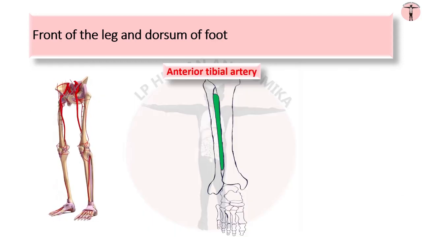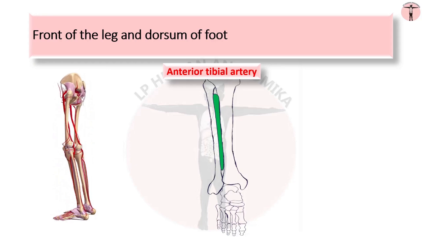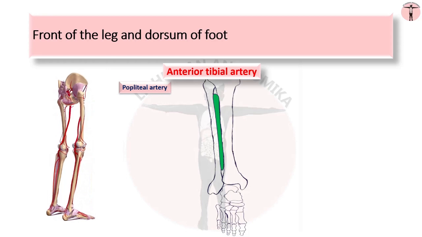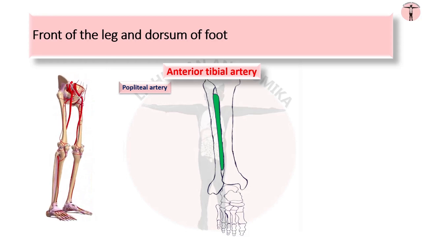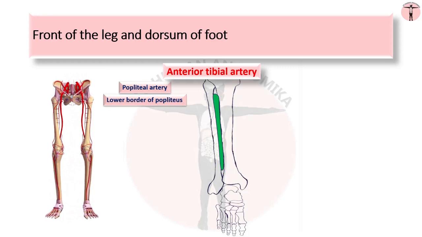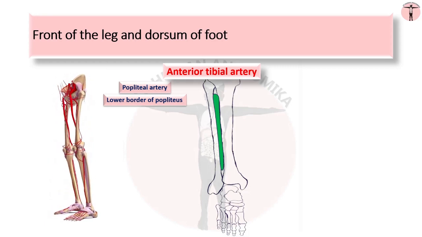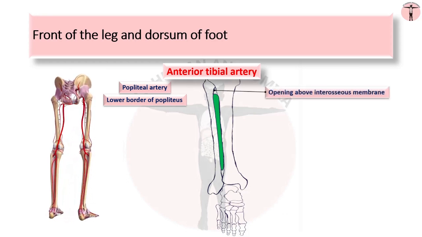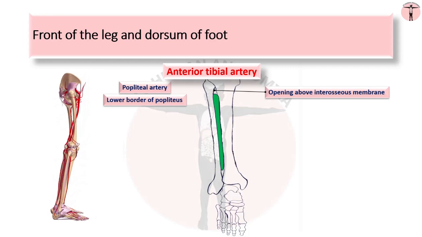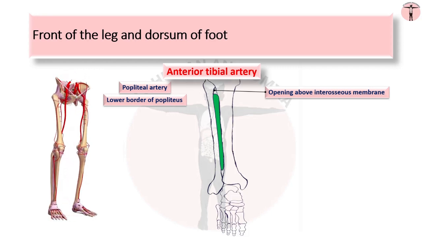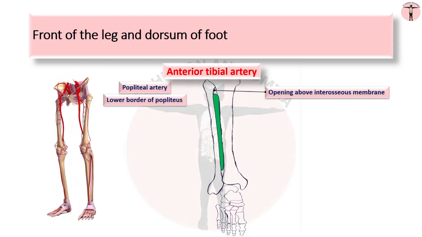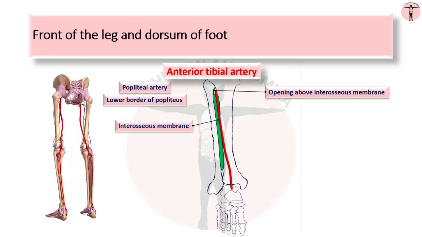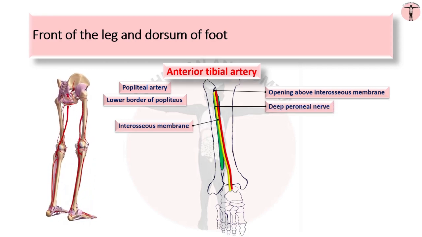Coming to the neurovascular bundle. The anterior tibial artery is the smaller terminal branch originating from the popliteal artery in the posterior compartment of the leg. It arises at the level of the lower border of the popliteus muscle and passes forward into the anterior compartment of the leg through an opening in the upper part of the interosseous membrane close to the neck of the fibula. The anterior tibial artery descends through the anterior compartment on the interosseous membrane accompanied by the deep peroneal nerve.